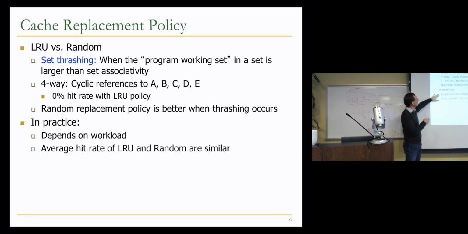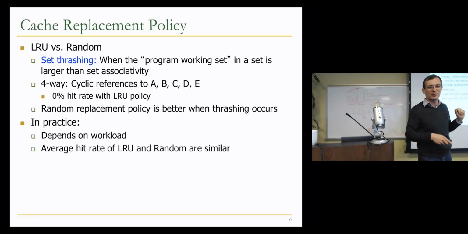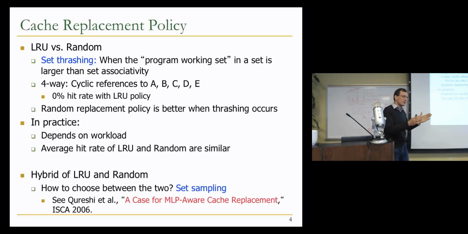But in practice, obviously, the performance of the replacement policy depends on the workload. And there have been many studies that show that average hit rate of LRU and random replacement are actually similar across many workloads, if your associativity is small enough. So people have proposed hybrid replacement policies. This is one paper we had written in 2006 that talks about MLP-aware cache replacement, which I'll cover later. But basically, it also introduces the concept of doing hybrid replacement.